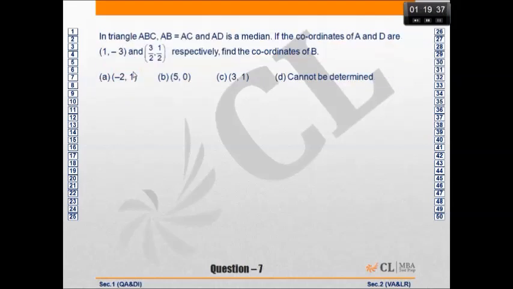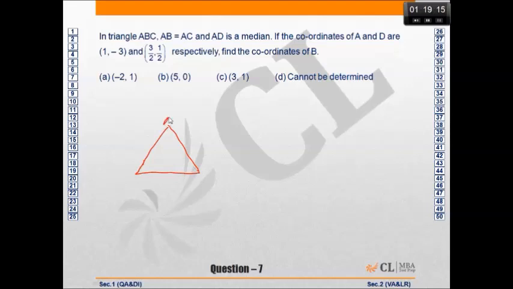In a triangle ABC, typically a round 2 question, but I'll still read it. In triangle ABC, AB equals AC and AD is the median. Coordinates are given, find the coordinates of B. Let me just draw the figure. Looks like a simple question.